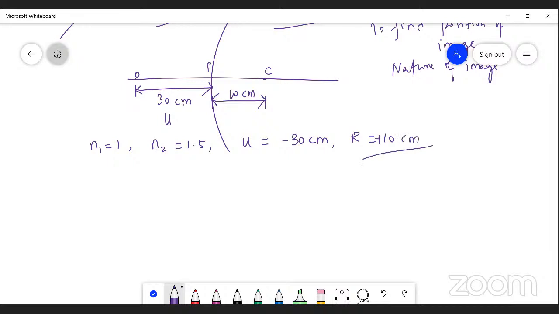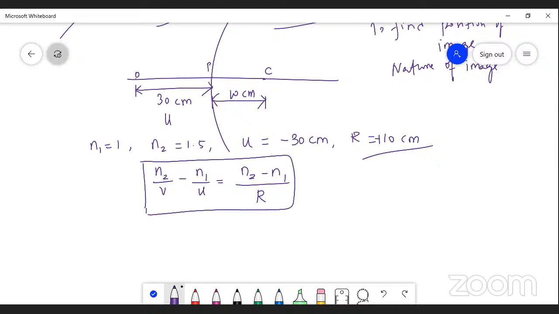Sign convention is very important in this region. If you make any mistakes here, the overall answer will collapse, because a virtual image is converted to real, or real is converted to virtual. What is this formula? N2 divided by V minus N1 divided by U is equal to N2 minus N1 divided by R. This is the equation for refraction at a single spherical surface. What is the question? The position and nature of the image.